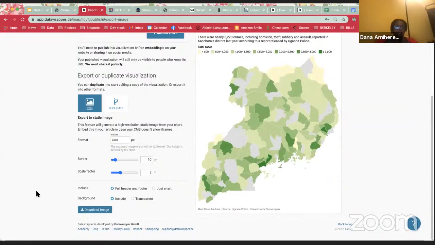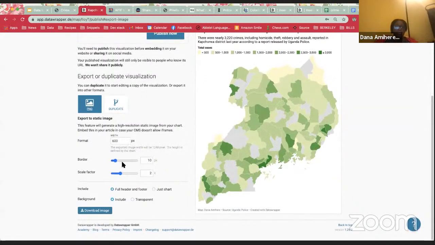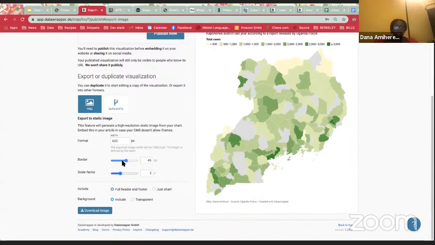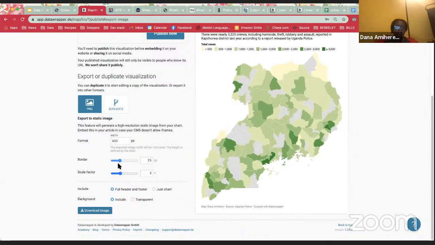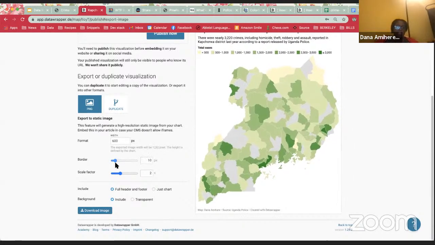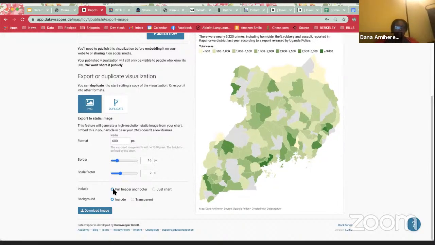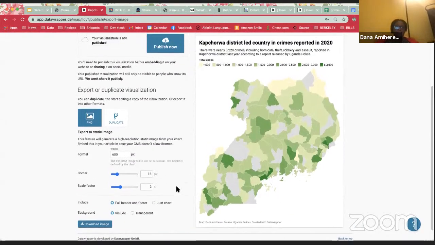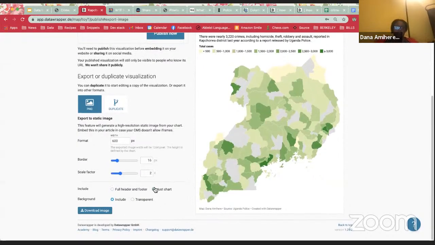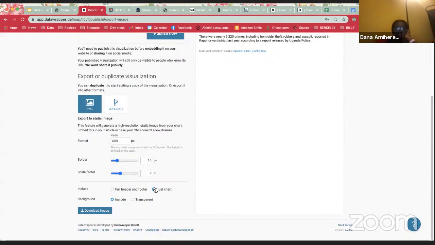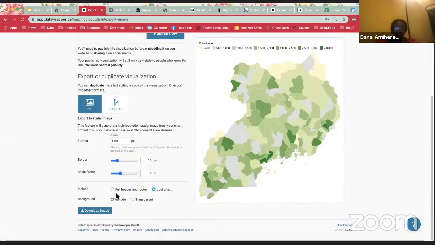you've got some options here. You can change the width, and you can change the border spacing on the visualization, like how much padding there is from the edges. You can include the full header and footer, which is the title, the description, the legend, and all that. Or you can have just the chart itself. If you just want the image of that, it'll take all of that stuff away. You can have a white background or you can make it transparent. And when you're ready, you can just click to download the image.